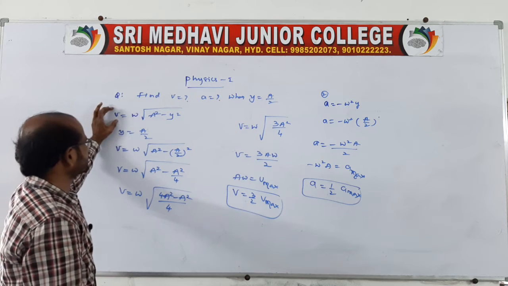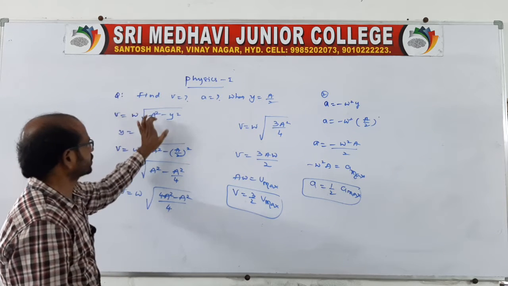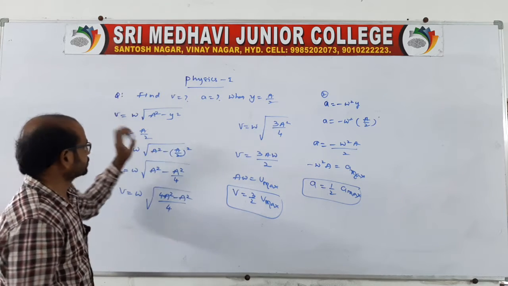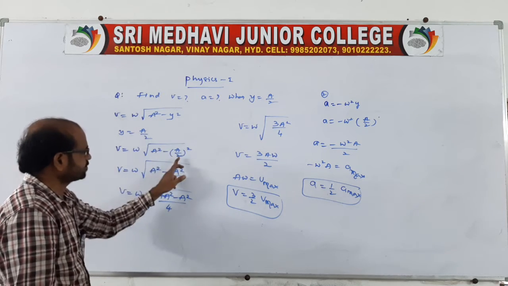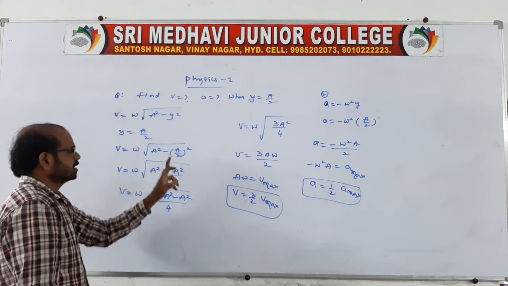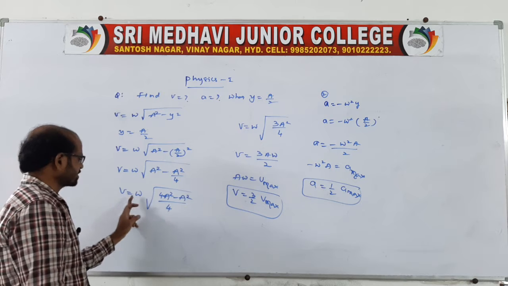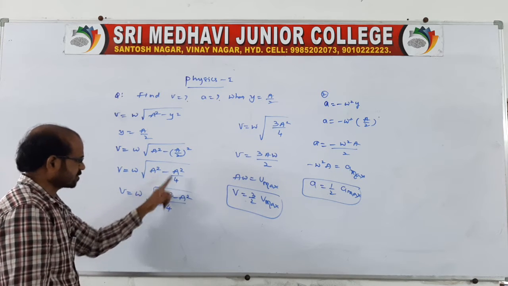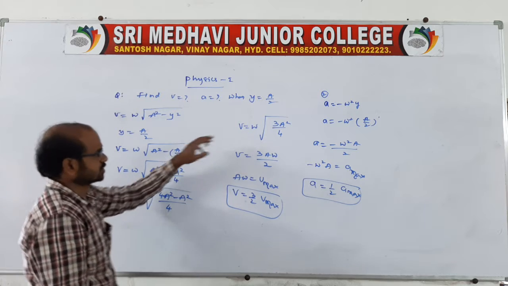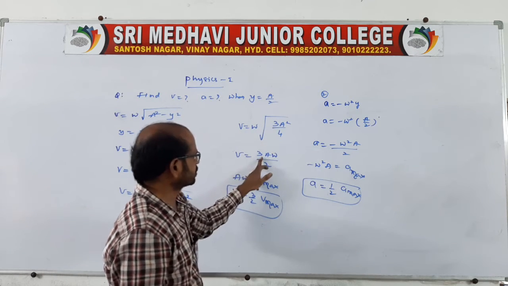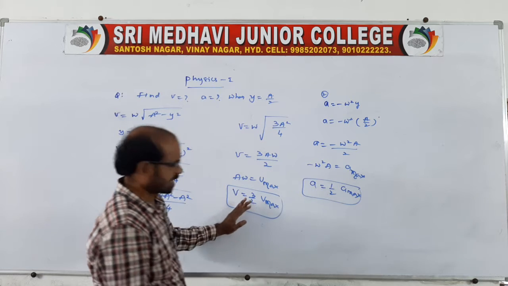So we know the velocity equation, v is equal to omega into root over a square minus y square. And y is nothing but a by 2. Therefore you write here y replaced. Substitute the value of a by 2, then a square by 4. Then v is equal to omega into root over, take the LCM, 4a square minus a square by 4. So that v is equal to omega into root 3a square by 4. Then v is equal to root 3 a omega by 2. Then velocity will be like this.